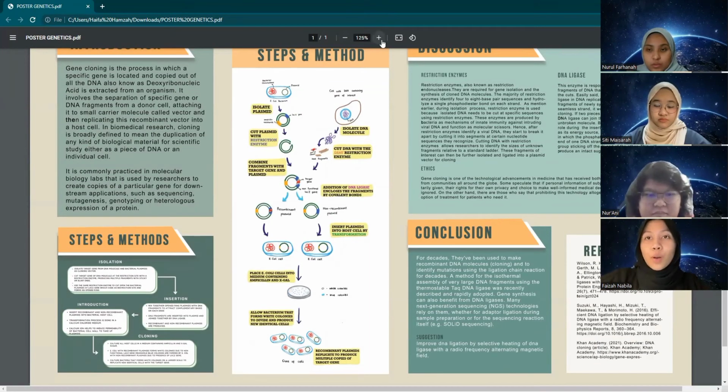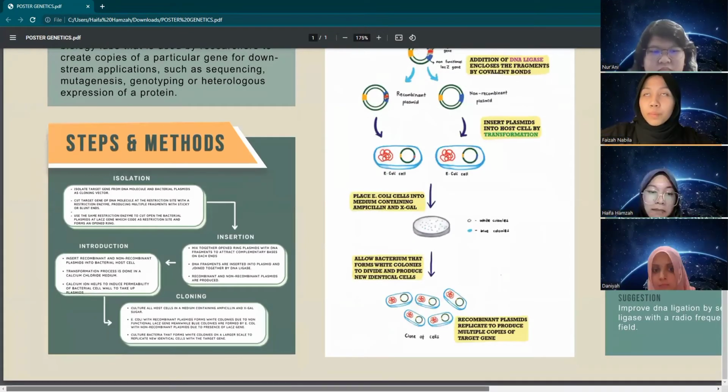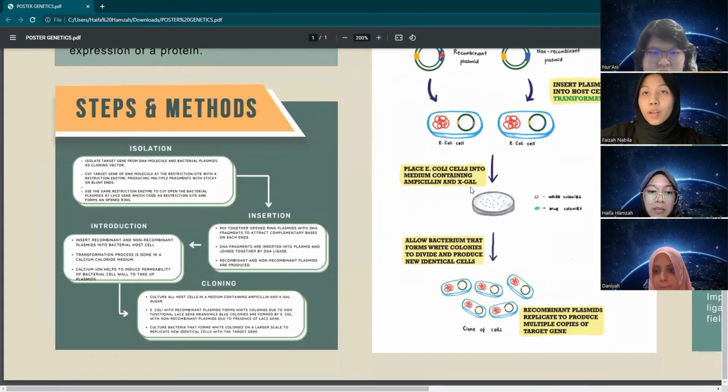Hello everyone. So right now let's look into the steps and methods of gene cloning. There are basically 4 stages of the gene cloning process, which are isolation, insertion, introduction, and cloning. Today I'll be talking about isolation and insertion in detail. Firstly, we need to isolate 2 main components that are involved in this gene cloning process, which are the DNA molecule and also a DNA plasmid. These 2 components must be isolated before the cloning process occurs.